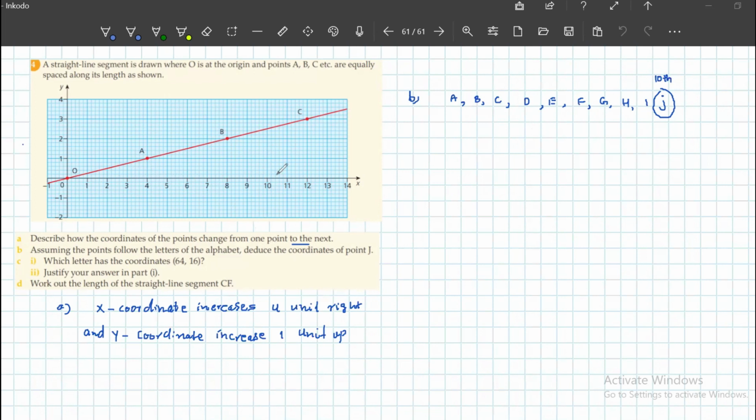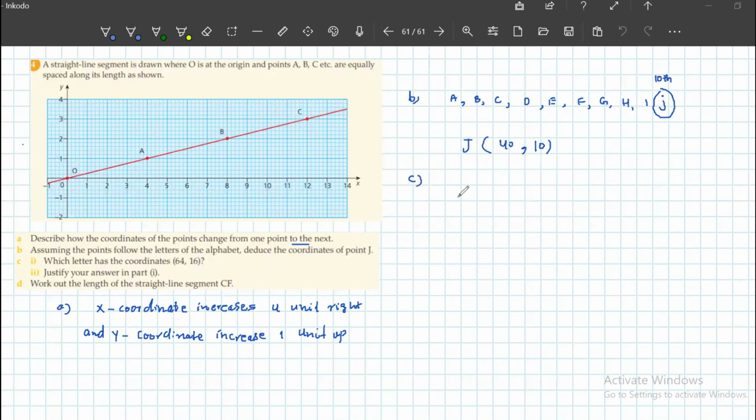So if you move to get point J, which comes after the 10th time, you can multiply 10 with 4. So we can say that point J is 10 fours are 40, meaning 40 units right, and each time 1 unit up. J is exactly on the 10th, so we will say 10 units up. So this is the required coordinate of J.